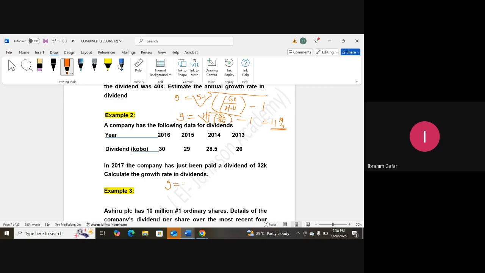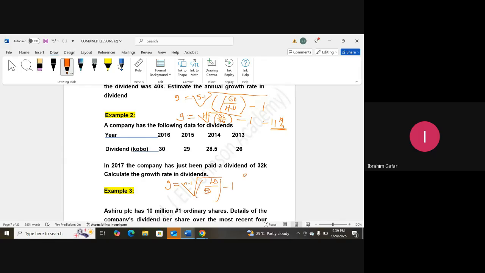Growth rate will be what? Let the class be interactive, please. Growth rate will be what? G is equal to the latest year dividend over base year dividend, to the power of 1 over n, minus 1. Latest dividend over base year dividend, or we call it earliest dividend, minus 1.